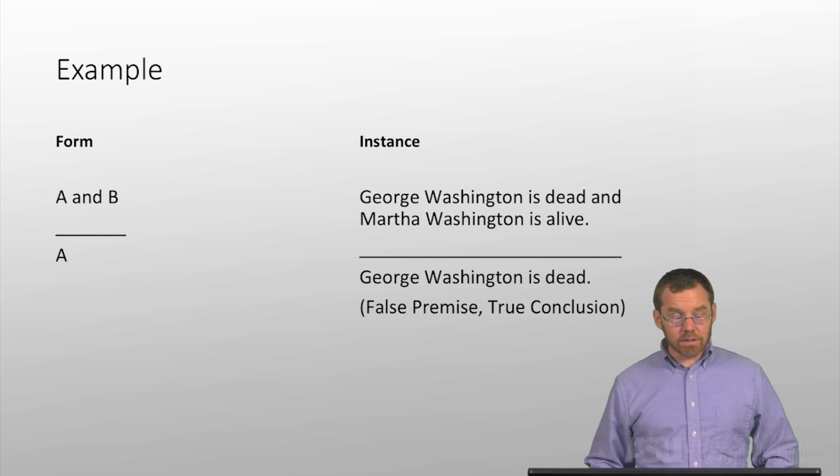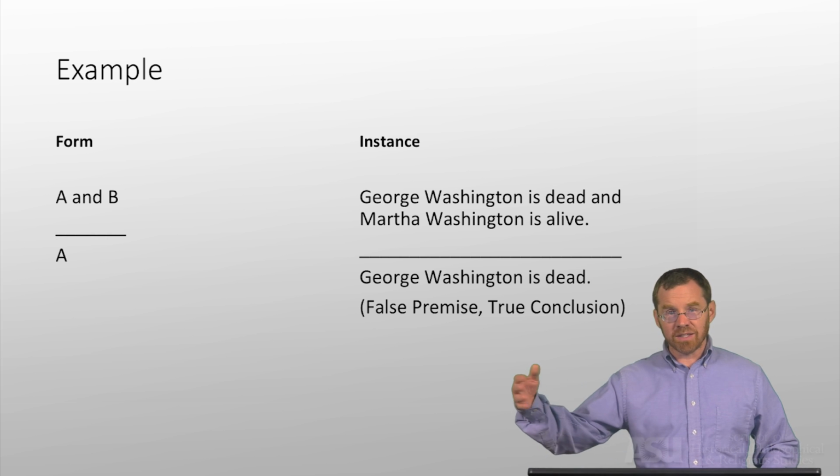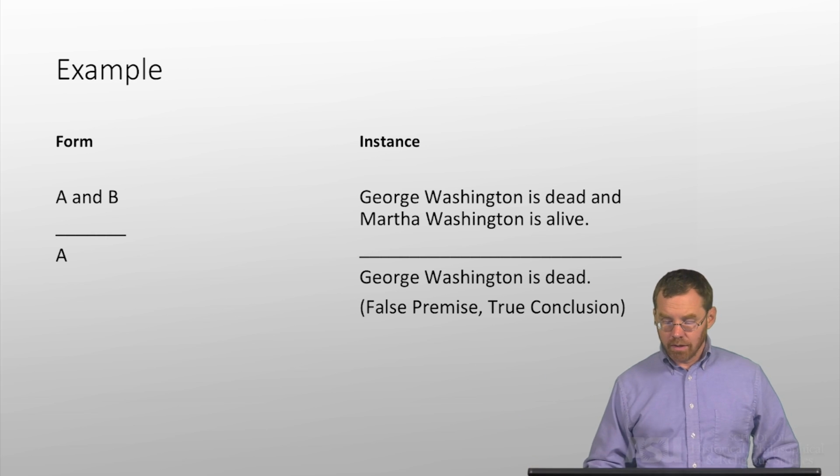Now here's an instance of that argument form with a false premise and true conclusion. George Washington is dead and Martha Washington is alive. Is that true? No, it's not. Martha Washington is dead. So the claim that both of these things are true, that's false. But is the conclusion true? Yes. In fact, George Washington is dead.